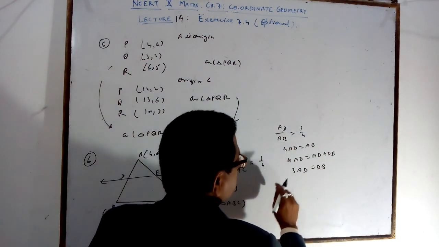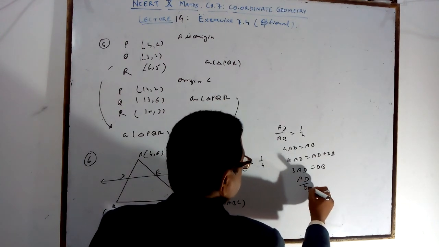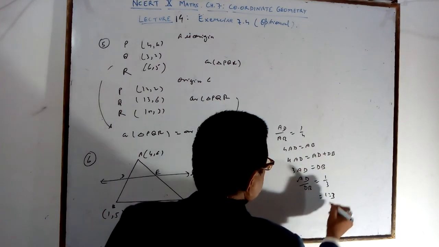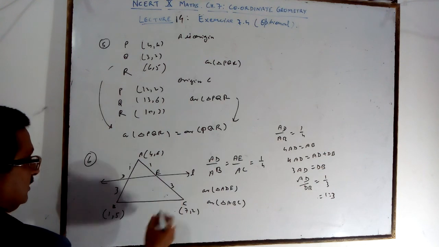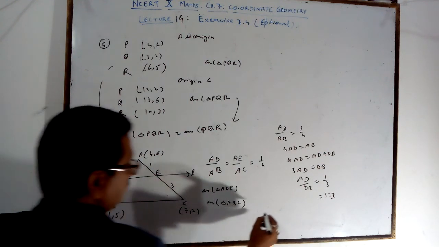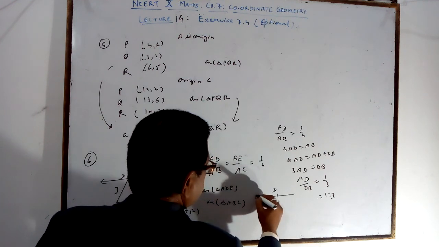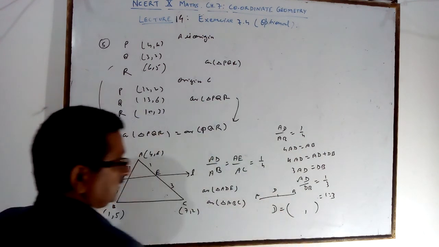So what will you get? AD upon DB will be 1 by 3. So your ratio is coming 1:3. The quantities are 1 and 3. So you find the coordinates of D by the section formula. D is here, A is here and B is here. By the section formula you will get the coordinates of D.